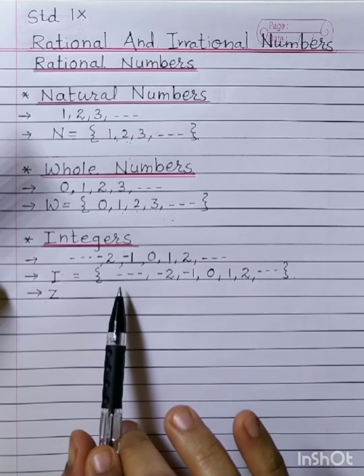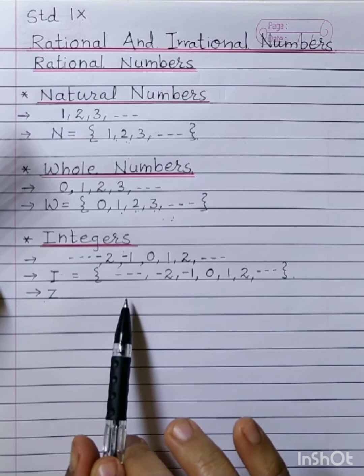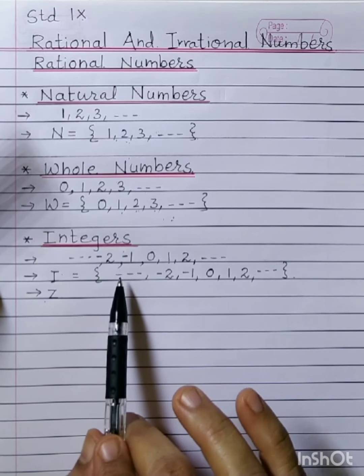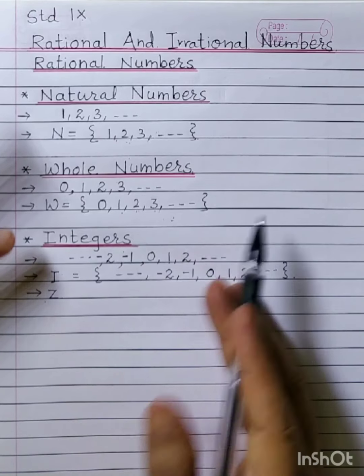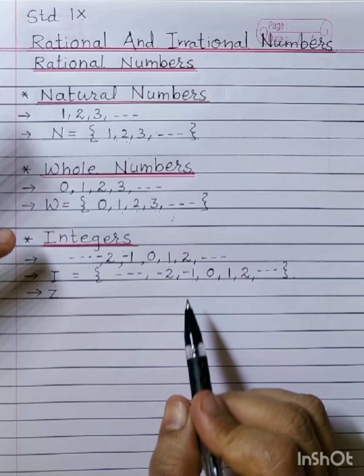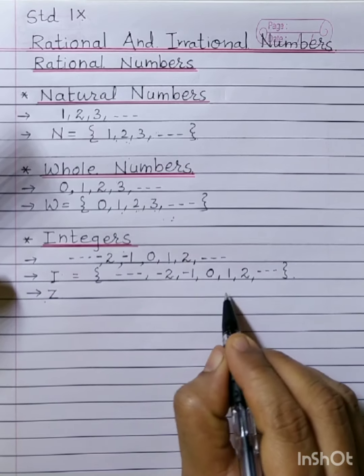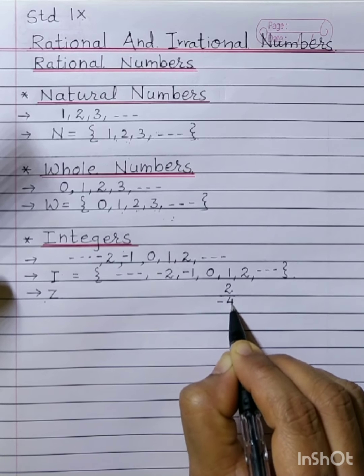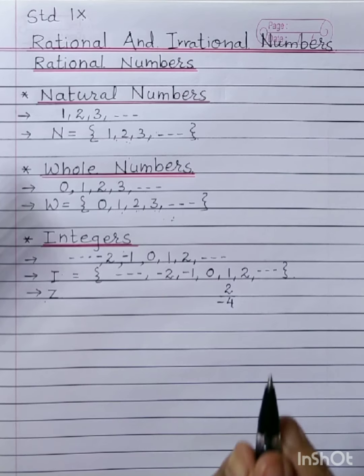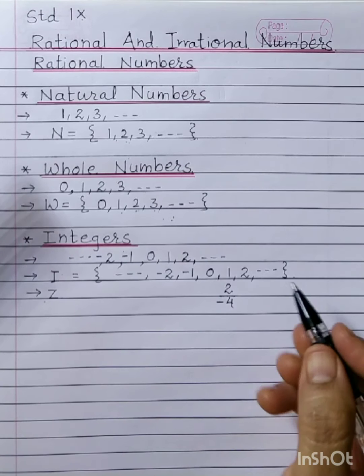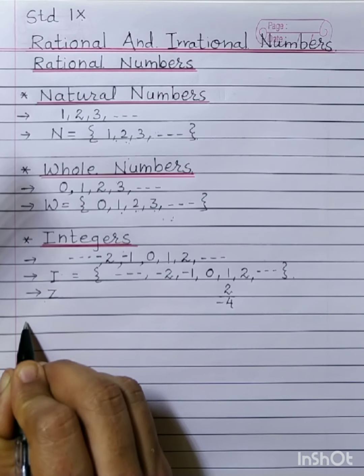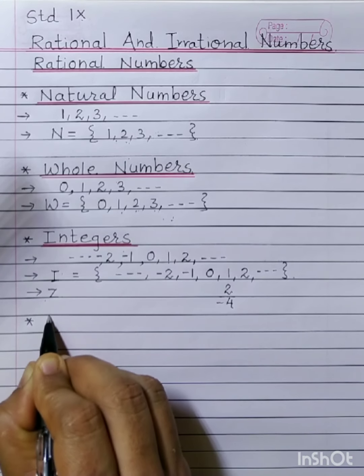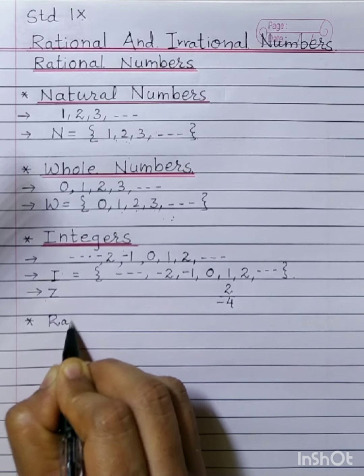The question comes when you divide any two integers. When you divide, say 4 divided by minus 2, the answer is minus 2, which is an integer. But the opposite is not true. If you do 2 divided by, say, minus 4, then the answer coming is not an integer. Hence, we need another extension of this, and that we call rational numbers.